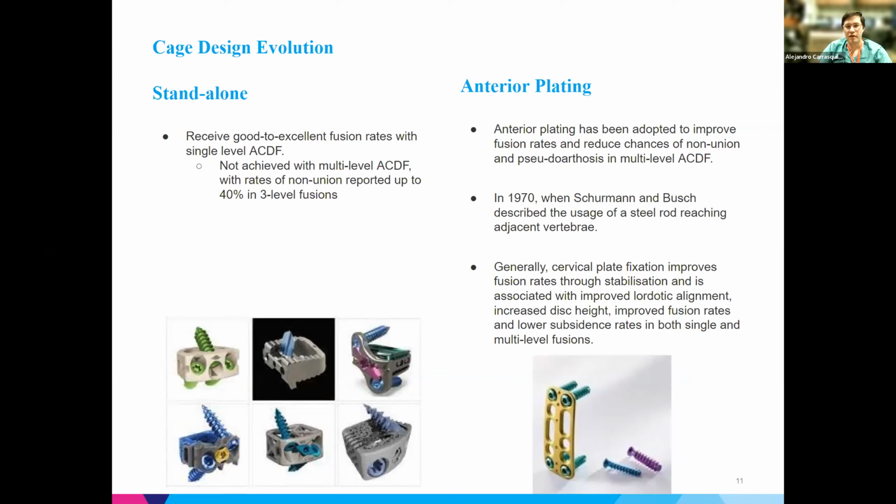Obviously, these have evolved a lot, but with some of the early ones, there were non-unions reported up to 40% in 3-level fusions. Anterior plating was adopted to improve fusion rates and reduce the chances of non-union pseudoarthrosis.